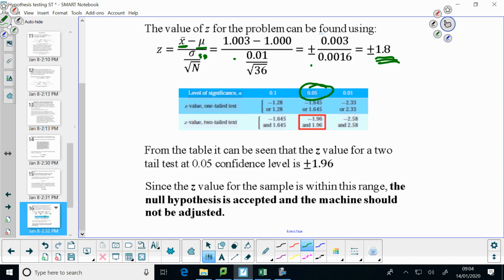From the table, it can be seen that the Z values for a two-tailed test are plus or minus 1.96. Since the Z value for this sample is within this range, the null hypothesis is accepted and the machine should not be adjusted.